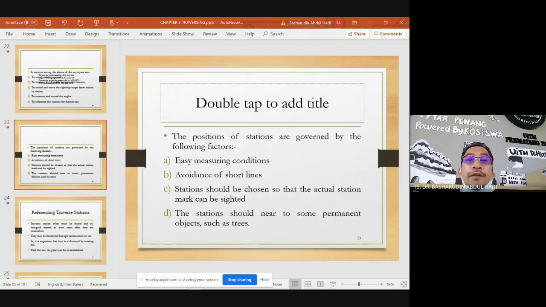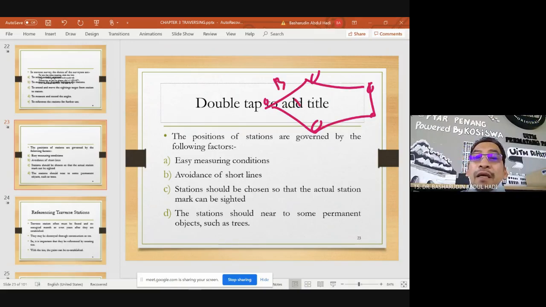Surveyor, and this one: the position of stations is governed by the following factors. So if you want to choose a station, what is a station? Station A, station B, station C, station D, station E. So why is a station very important? Based on stations, you can get bearing and distance.